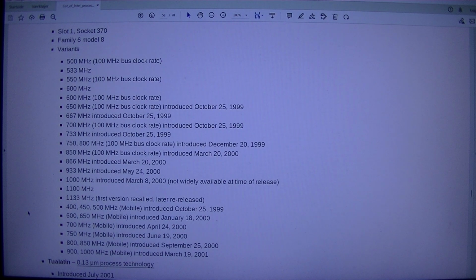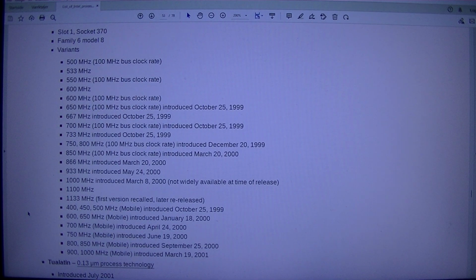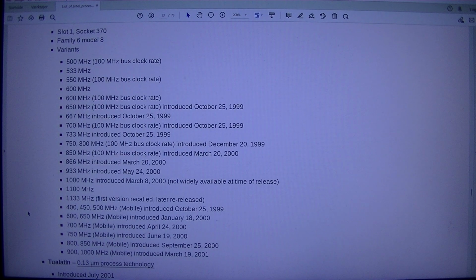Variants 500 MHz, 100 MHz bus clock rate. 533 MHz. 550 MHz, 100 MHz bus clock rate. 600 MHz. 600 MHz, 100 MHz bus clock rate. 650 MHz, 100 MHz bus clock rate, introduced the 25th of October, 1999. 667 MHz introduced the 25th of October, 1999.